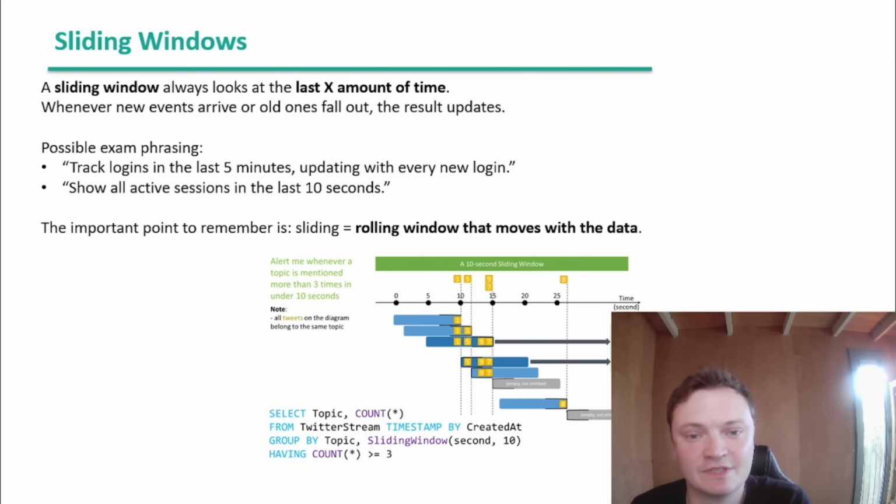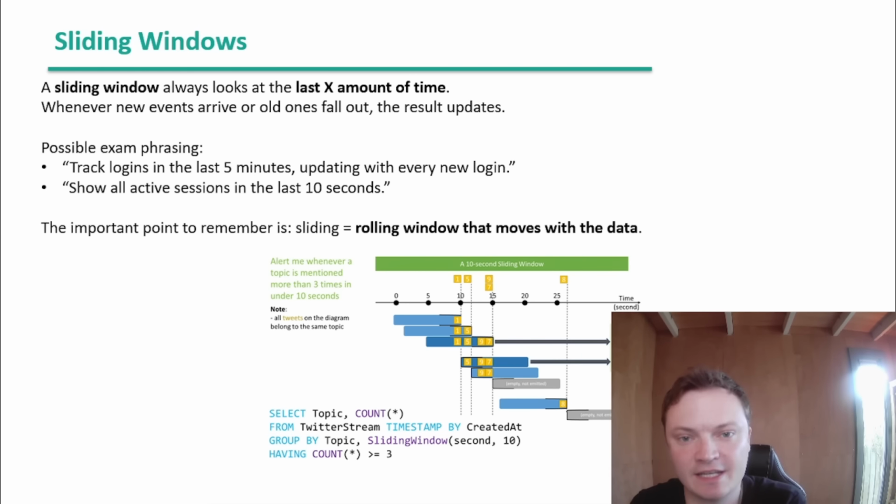The next window function that we're going to look at is a sliding window. A sliding window always looks at the last X amount of time, whenever new events arrive or old ones fall out, and the result updates. Think of a sliding window like a camera that's always filming the last few moments of time. As new events come in, the older ones slide out of view.